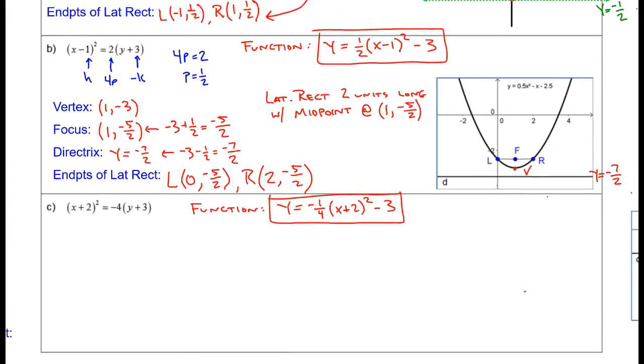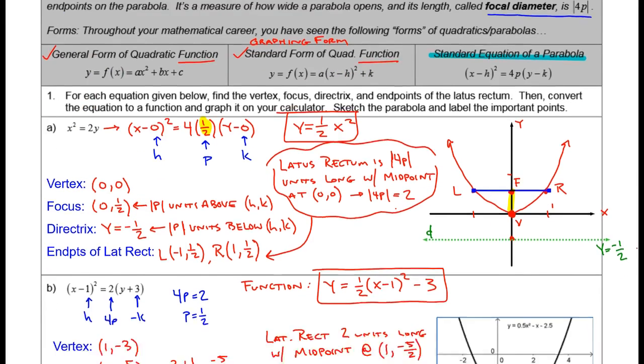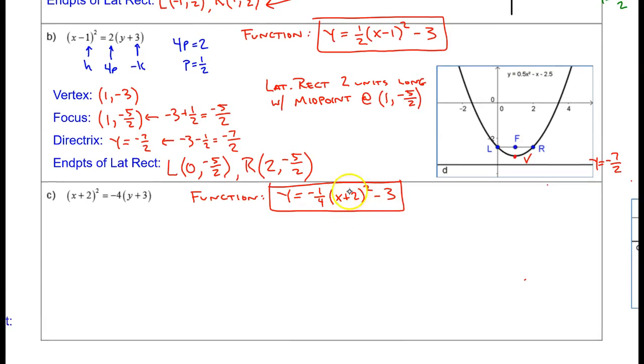Now notice that I gave it to you in the graphing form, or what your textbook calls standard form. If I wanted it to be the general form of the quadratic, I would have to expand this squared binomial and combine like terms and do all that fun stuff. Okay, so back to the equation here. This is the opposite of h because it's not written as x minus, so that's going to be the opposite of h. This is 4p, and this is going to be the opposite of k.